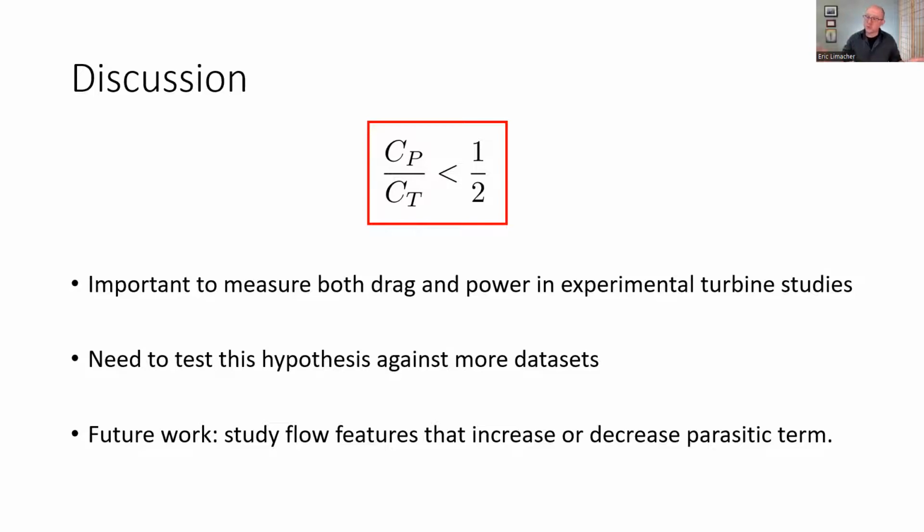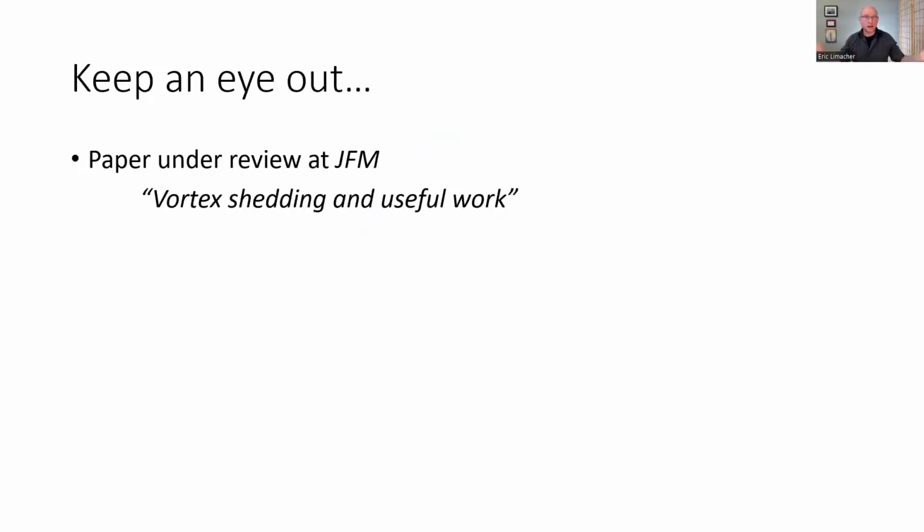And again, the future work still stands to be done in that more fundamental question I mentioned at the beginning, which is, if we have this parasitic term that represents drag that does no useful work, what are the features of the vortical wake that either increase or decrease this term? And can we learn anything about turbine design by studying that further? So I'll ask you to keep an eye out.